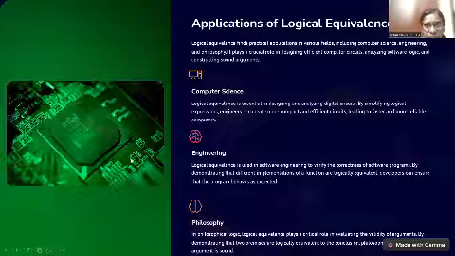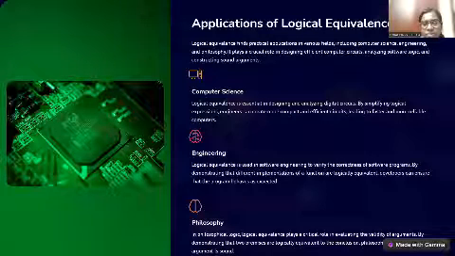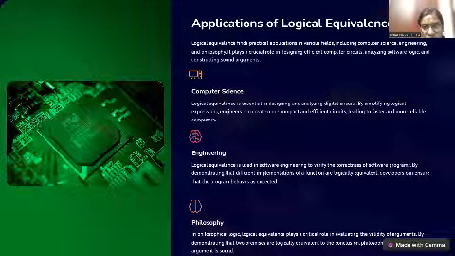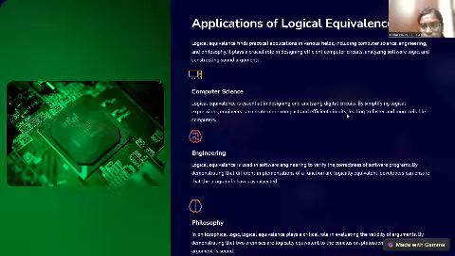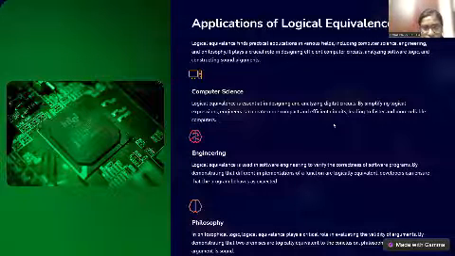Applications of logical equivalence. Logical equivalence finds practical applications in various fields, including computer science, engineering, and philosophy. It plays a crucial role in designing efficient computer circuits, analyzing software logic, and constructing sound arguments. It is used in computer science. Here, logical equivalence is essential for designing and analyzing digital circuits by simplifying the expressions, engineers can create more compact and efficient circuits, leading to faster and more reliable computers.